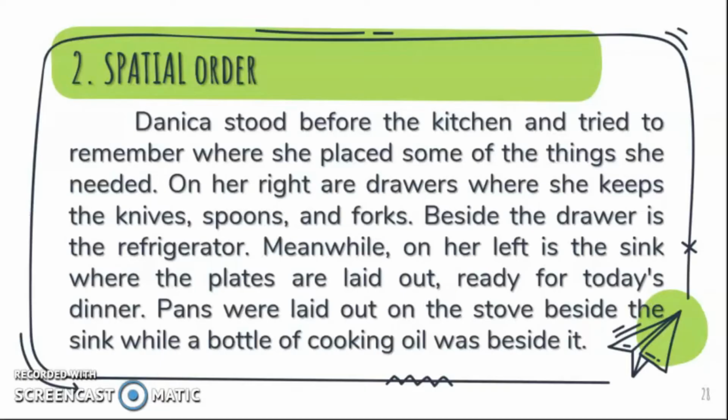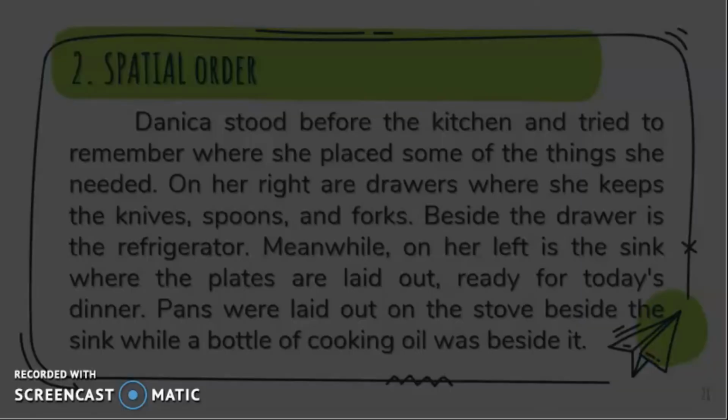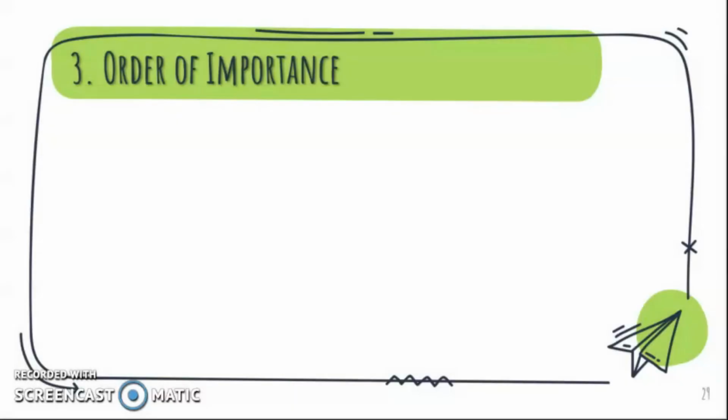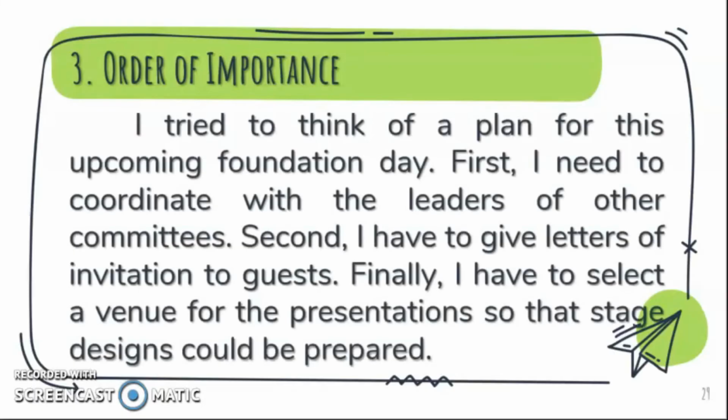If you can see in the given example, it tells about how the subject in the paragraph tried to remember the different things that she needed in a particular space, which is the kitchen. Always remember that in spatial order, we are trying to describe or create a mental picture of something at a certain vantage point. The next one is order of importance. In this order, the details are arranged from the least important idea to the most important one, or vice versa. Please read the given example silently.